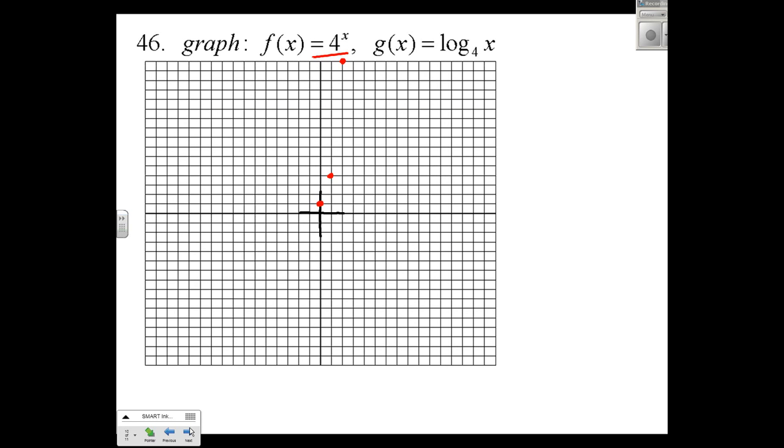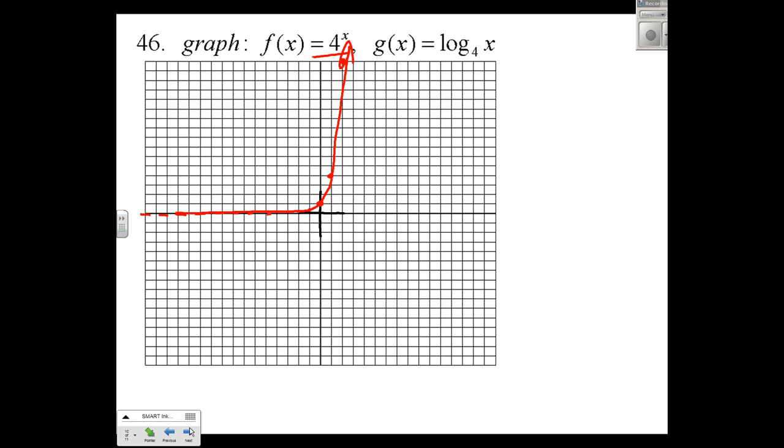Put in negative 1, I get 1 on 4 to the first, 1/4. Put in negative 2, 1/16th, 1/64th, 1/256th, 1/1024th, I think, something along that line. Anyway, this guy is getting sucked down into 0, so we are barely above 0, and then it just takes off like crazy. Bad drawing.